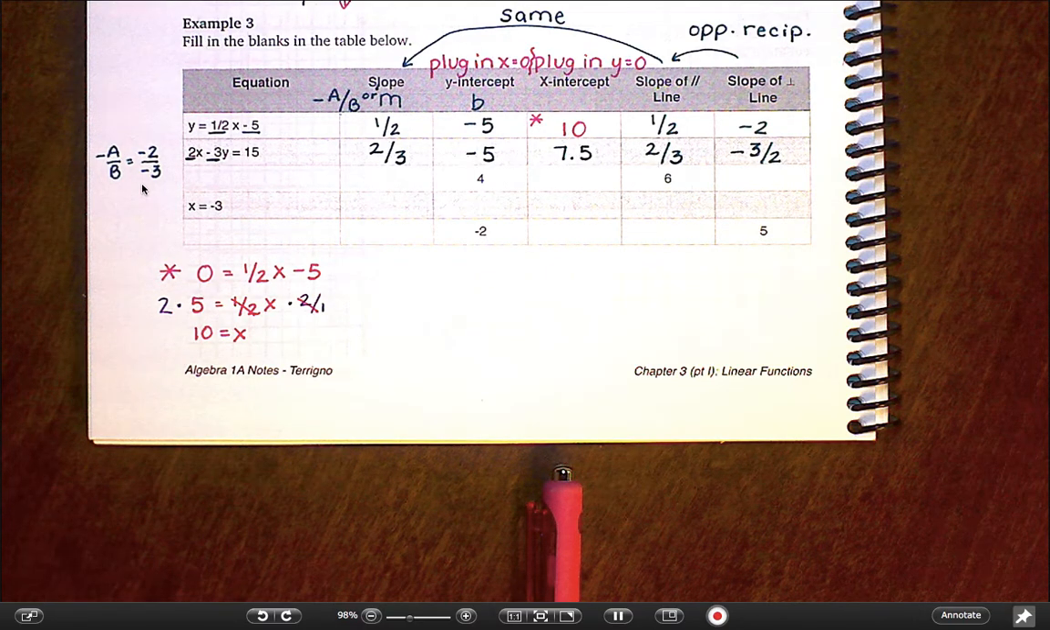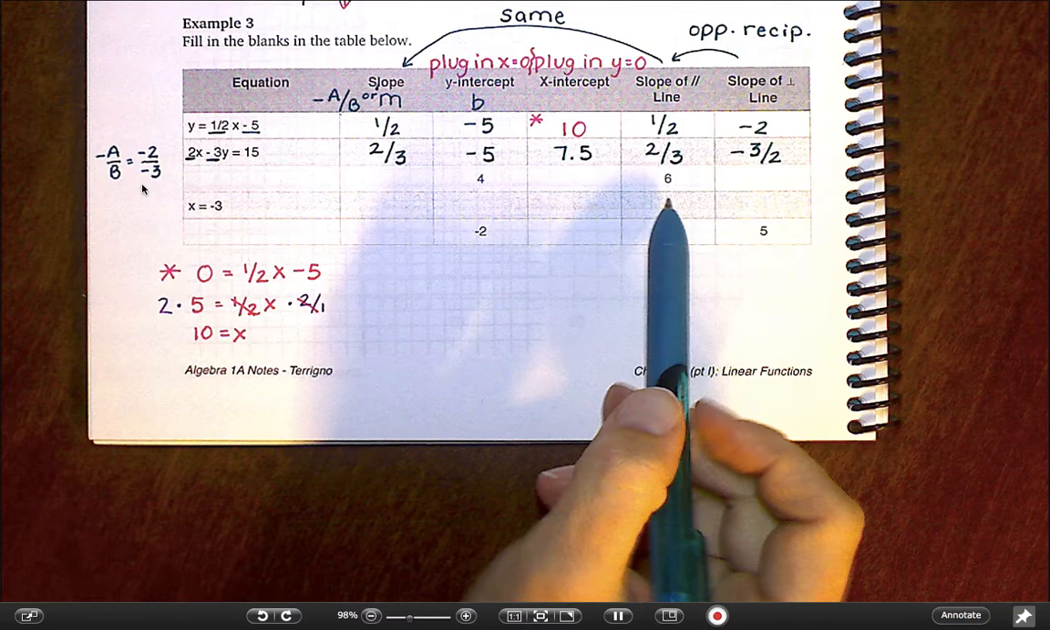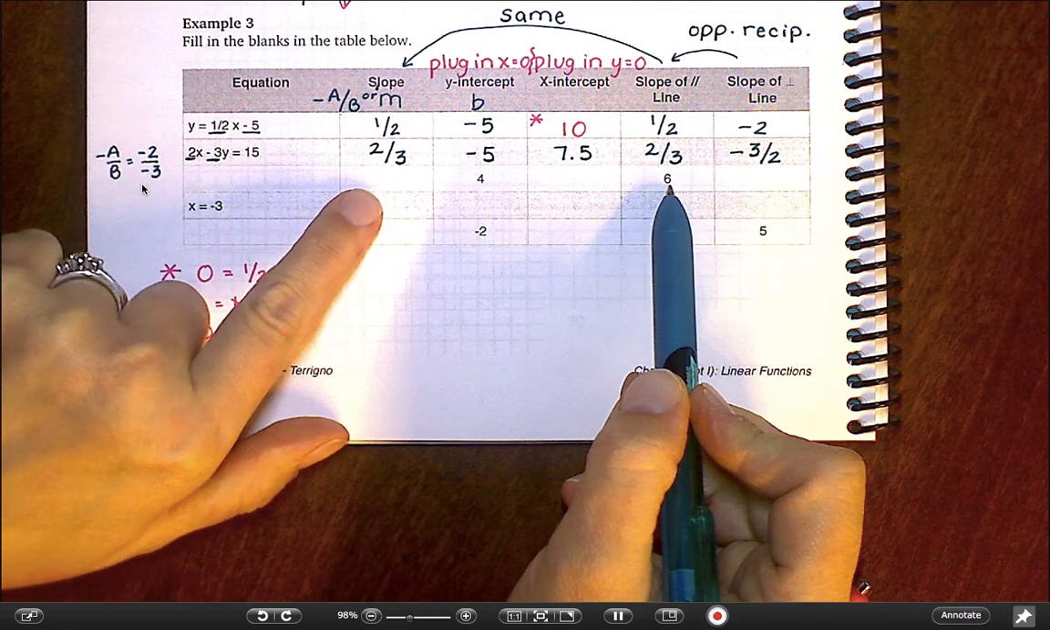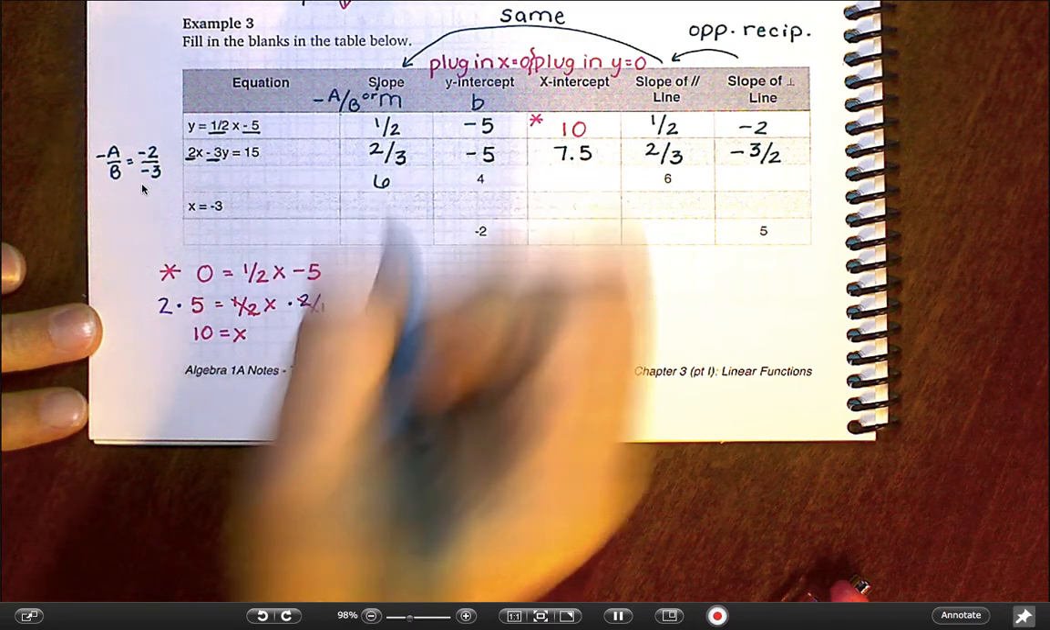Okay, that next one, we have to come up with our own equation. So let's see what information they gave us. I have that the parallel line has a slope of 6. That means that I know my regular slope, right? If my parallel line is 6, then this slope must be 6 as well.